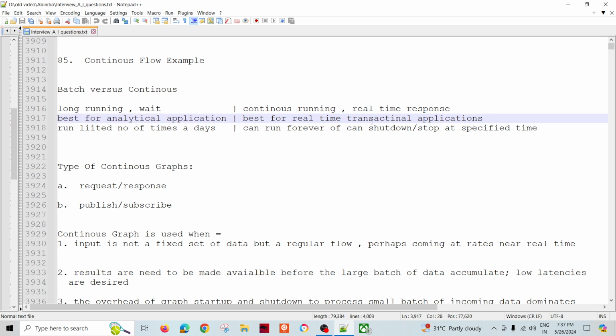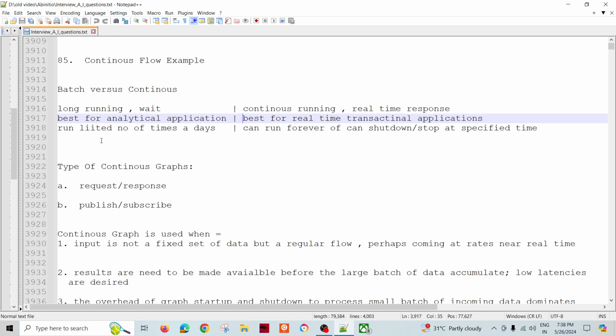But continuous graphs are best for real-time transactional applications. Data is received, and then it is processed and loaded into some database, a kind of transactional database. There is not much processing or transformation involved, so it's a kind of quick running graph, and the data is maybe loaded into the data warehouse, or processed and offered to the downstream application then and there.